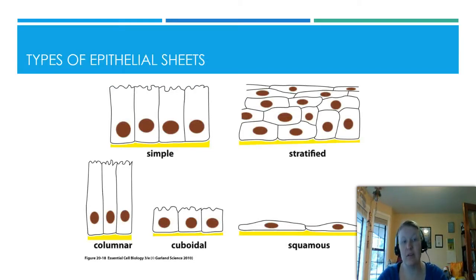Alright, so let's get started with types of epithelial sheets. So we talked about connective tissues a lot in the last topic. Epithelial sheets is a similar tissue that can be formed, but it's very different in what it's supposed to do. You can see that we have a variety of different types of epithelial sheets that can form. We have the simple, we have stratified, we have columnar, we have cuboidal, and squamous. And this just depends on what we need these epithelial sheets to do. So each of these types of organization have their own function and their own types of communication between these cells.